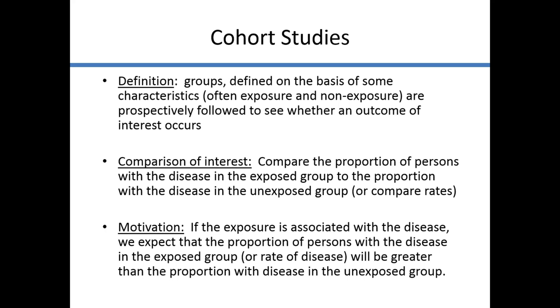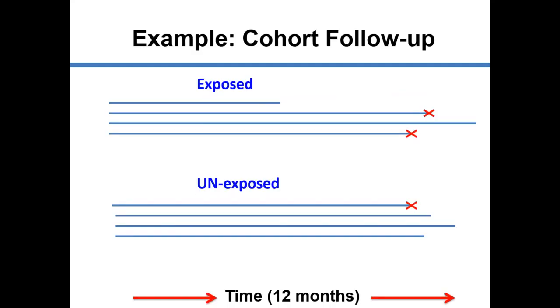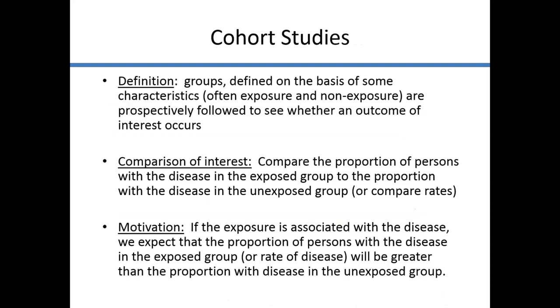If the exposure is associated with the disease, we expect the proportion of persons with the disease in the exposed group, or rate, will be greater than the proportion with the disease in the unexposed group. And that's what we saw with this previous example. We saw the exposed group did have a higher risk of disease. Not that we're going to calculate rate here because we don't have any time reference, but the rate would be higher as well.